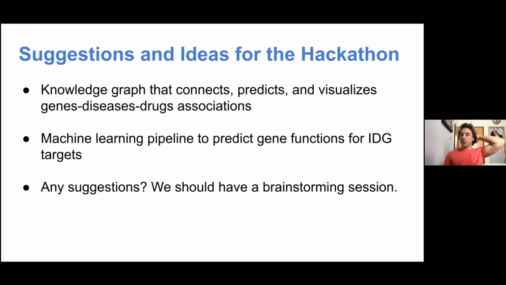We will eventually be developing one of these Appyters ourselves. So far, the ideas that have been discussed are a knowledge graph that connects, predicts and visualizes gene, disease and drug associations. Another suggestion was a machine learning pipeline to predict gene functions specifically for IDG targets. I suppose after my presentation, we could take some more suggestions or have a discussion, unless there's a time slotted for that later on, in which case we could talk about that then.